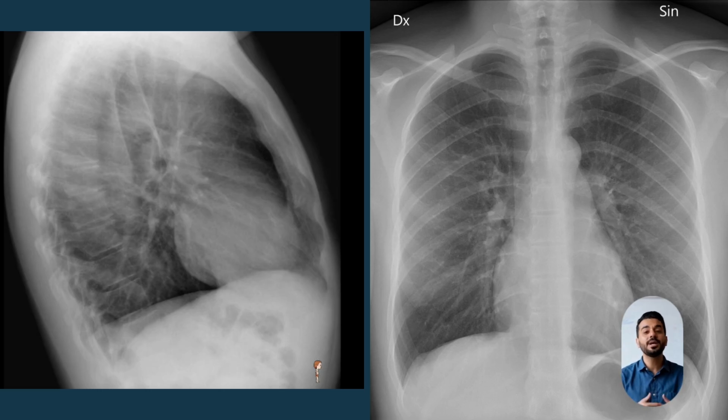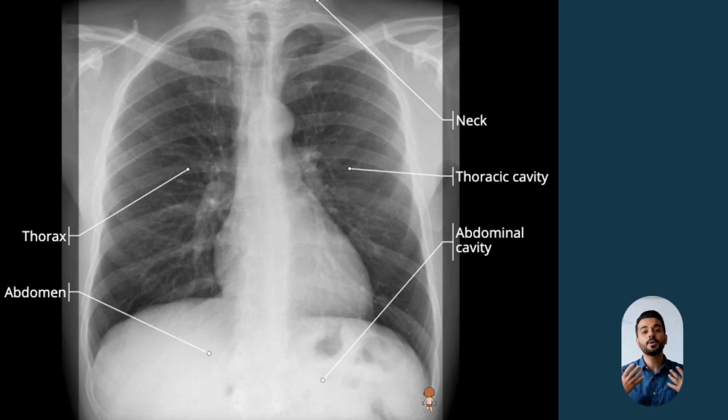Look at the difference between the front view and this lateral view. You can see how much depth there is in the chest. On the front view, all of that depth is compressed into one single layer. This is what makes the chest x-ray difficult to read, and this is why we need a system. But first, let us learn the normal anatomy. Before we look for problems, we need to know what normal looks like.